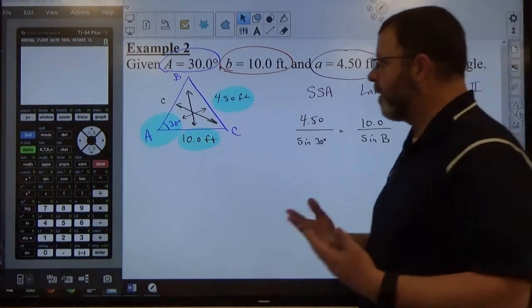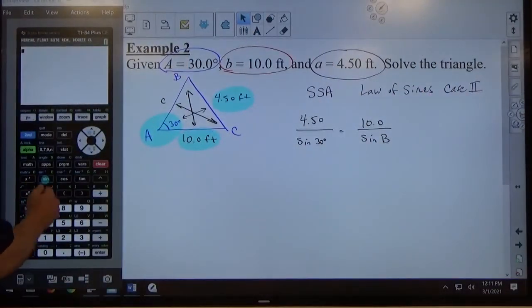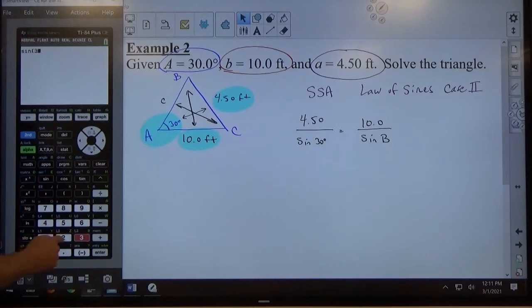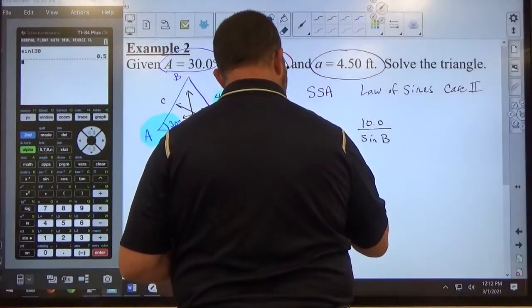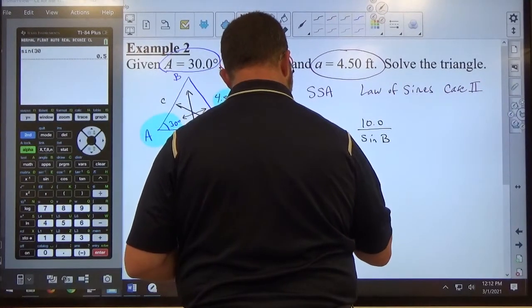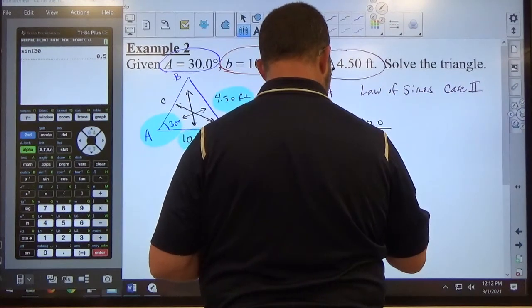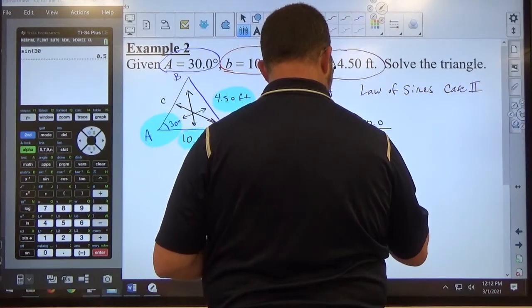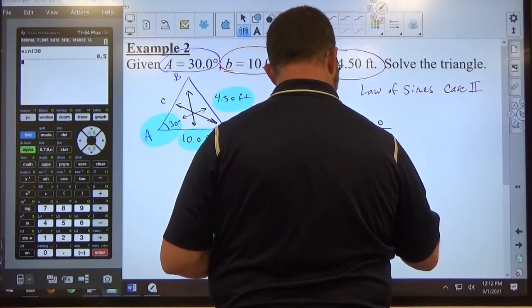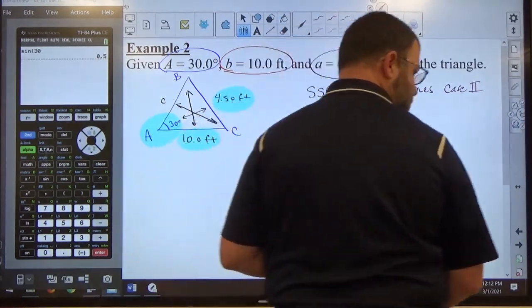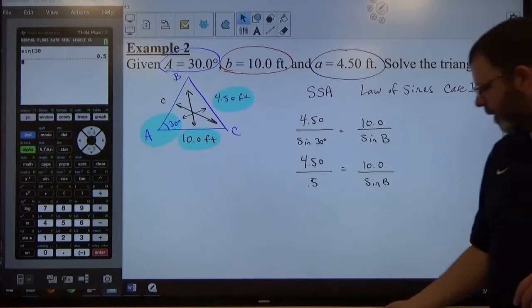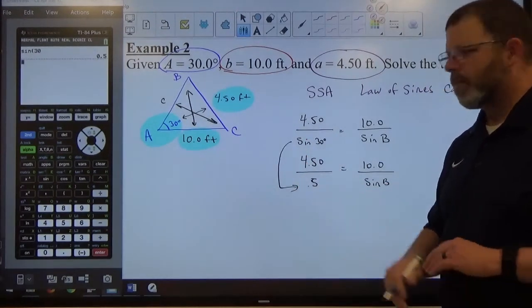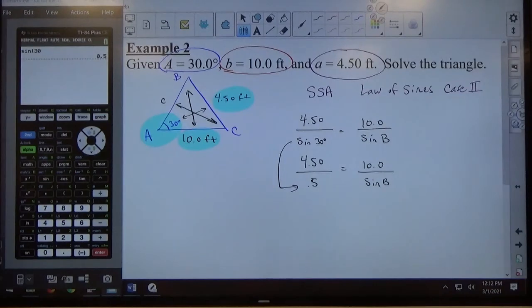Then I'm going to get my calculator and ask it what the sine of 30 is. And it's 0.5. So I get 4.50 over 0.5 equals 10.0 over sine of B. So again, I'm just creating a proportion, and changing sine of 30 into what it equals. My calculator knew what that was, I don't have to know what sine of 30 is. Any sine of any angle, your calculator knows those numbers.